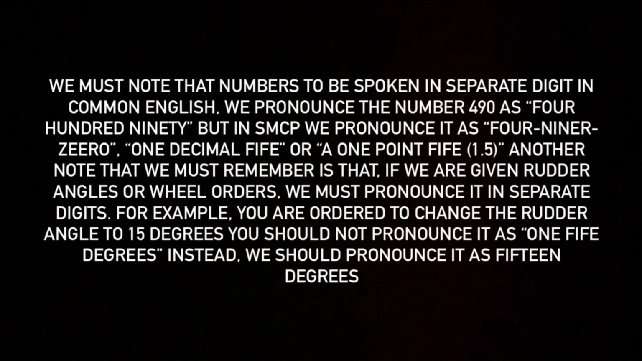We must note the numbers to be spoken in separate digits, unlike in common English. We pronounce the number 490 as four hundred ninety, but in SMCP, we pronounce it as four nine zero. 1.5 is pronounced one decimal five. Another note that we must remember is that if we are given rudder angles or wheel orders, we must pronounce them in separate digits. For example, you are ordered to change the rudder angle to 15 degrees. You should not pronounce it as fifteen degrees. Instead, we should pronounce it as one five degrees.